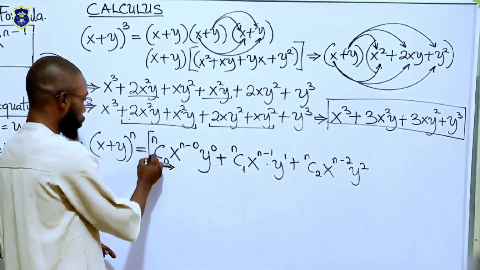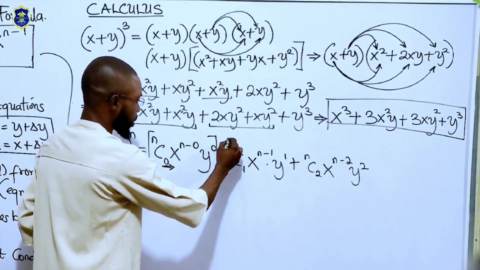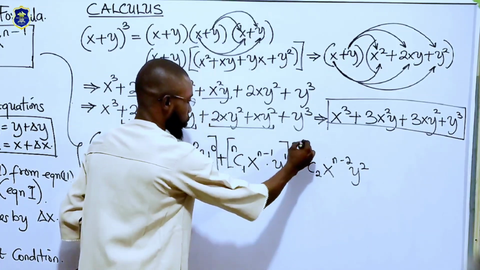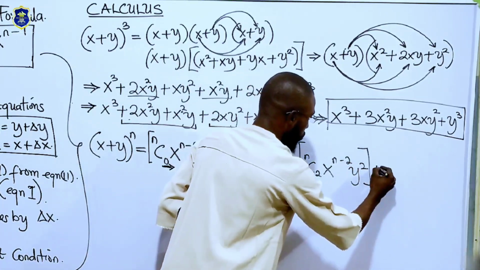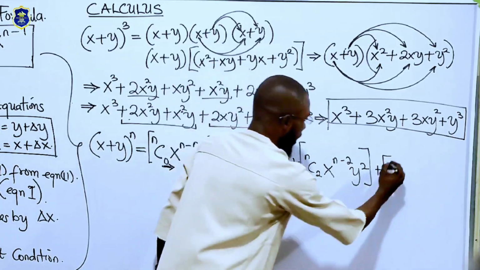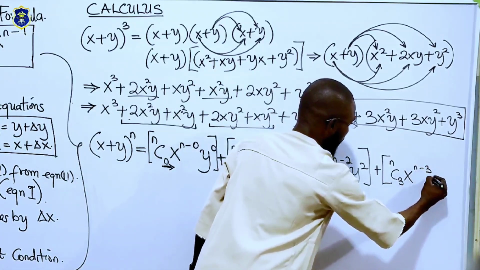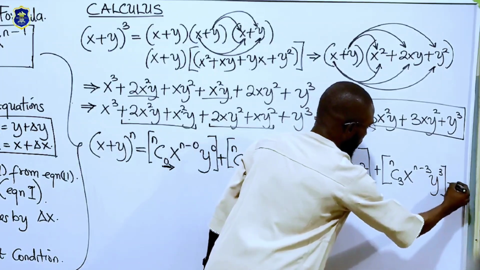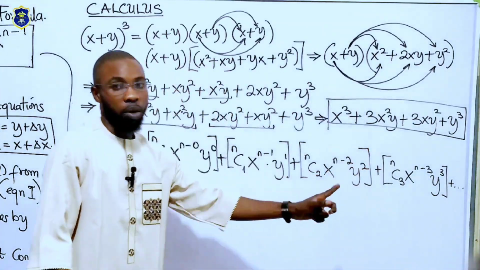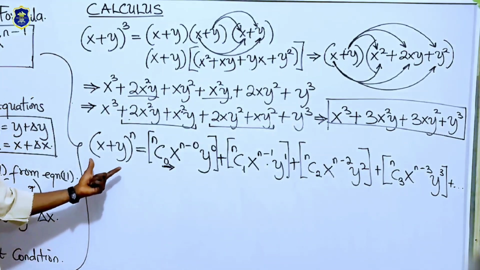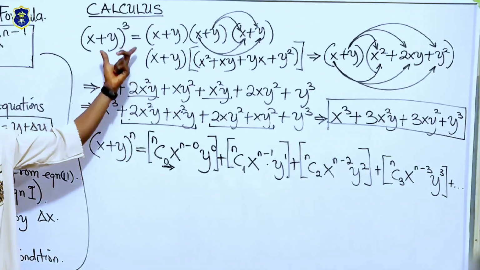And that's how it's going to continue. This is the first one, and this is the second one, and this is the third one. It's going to continue like that. With that, we have n combination 3, x to the power n minus 3, and y raised to power 3, and so forth. That's how it increases. So let's try and apply this strategy to see how it works now.